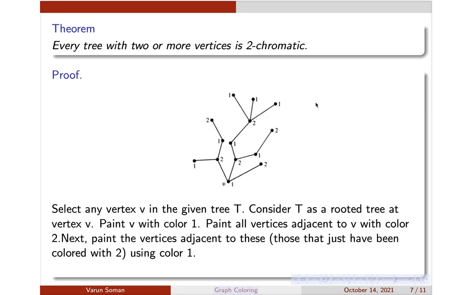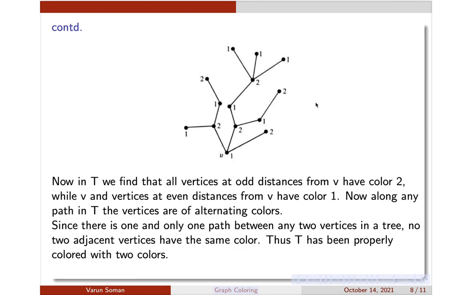We have elaborated this proof here. Just go through it. It's a very simple thing. If you just look at the diagram and try to understand, it is very simple. So you have seen that every tree is actually two chromatic.